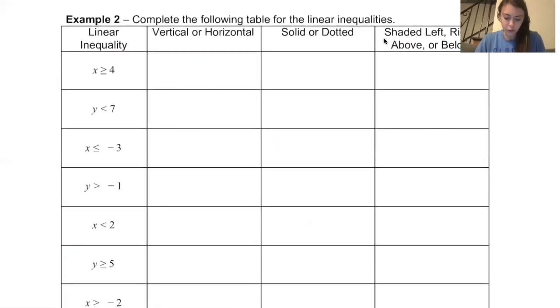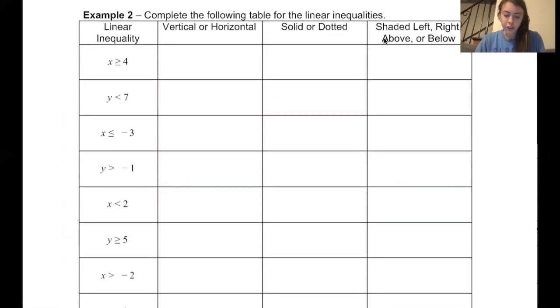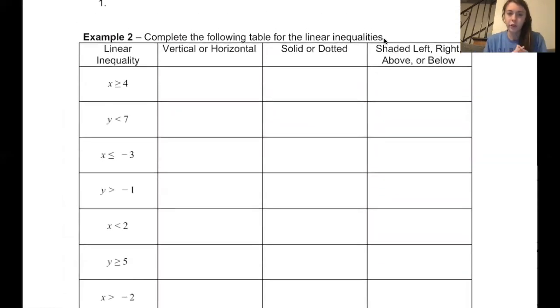Okay, so now the key to actually graphing these linear inequalities is, one, is it a vertical or a horizontal line? Is it solid or is it dotted? And then this next part is, are we shading to the left, to the right, or above or below?